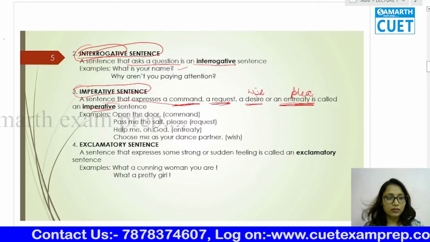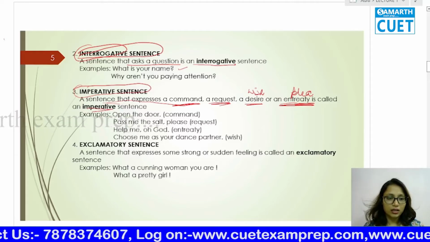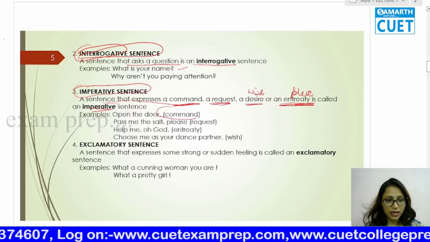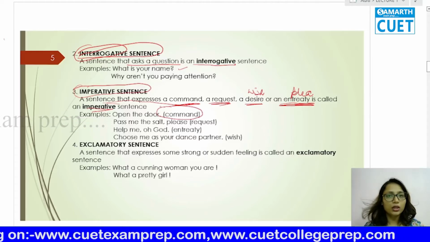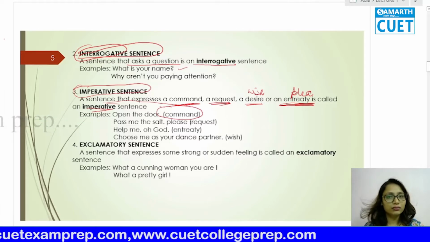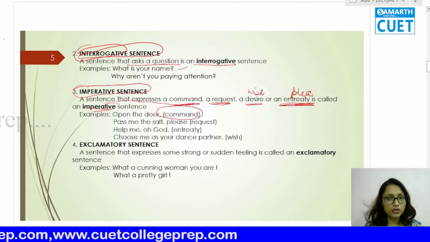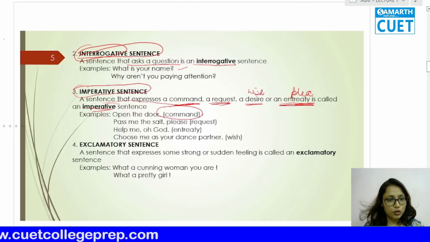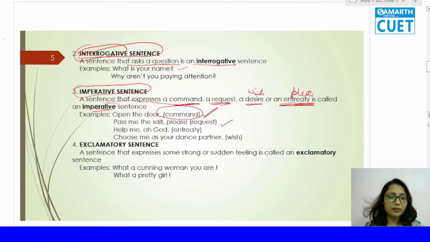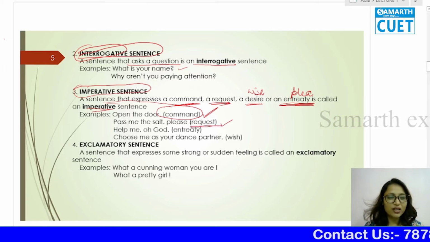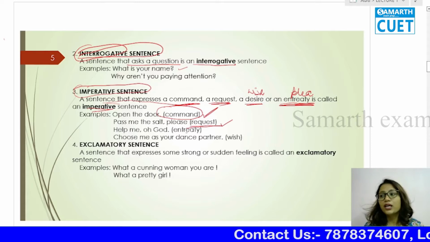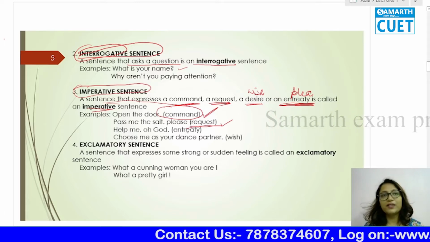So if I say, open the door, that means it's a command. I'm commanding you to open the door. Or I say, do not sit here, that means I'm commanding you not to sit. Okay, so this is a command. Request, when I request somebody, please pass me the bottle of water, or please pass me the salt. These are all requests, where we are being humble.